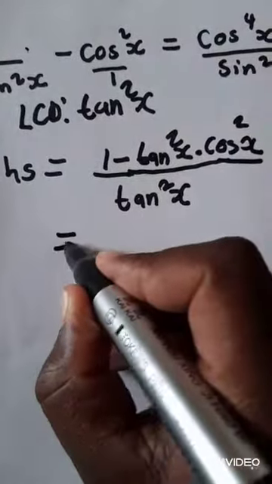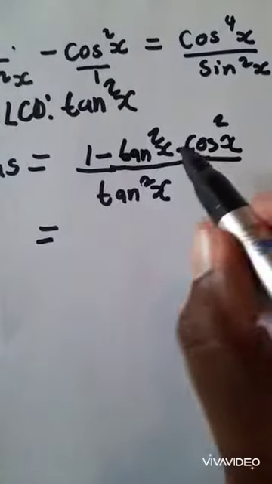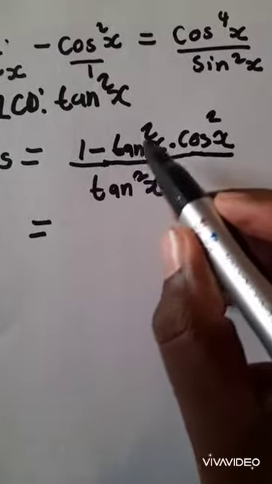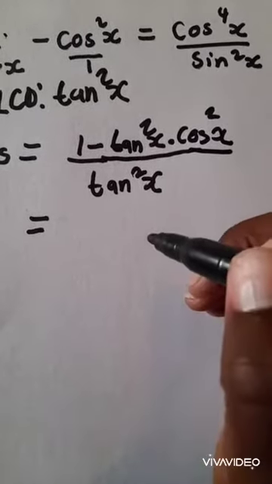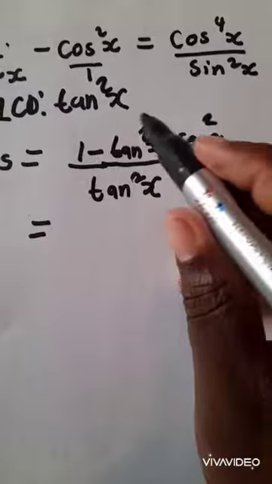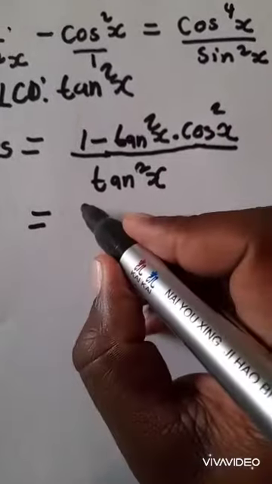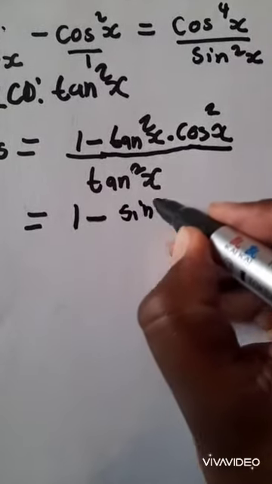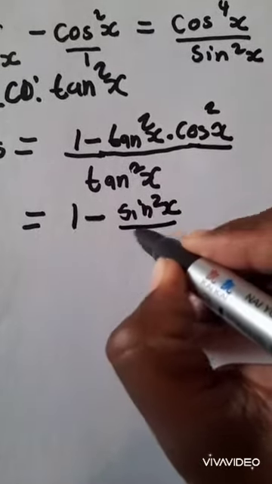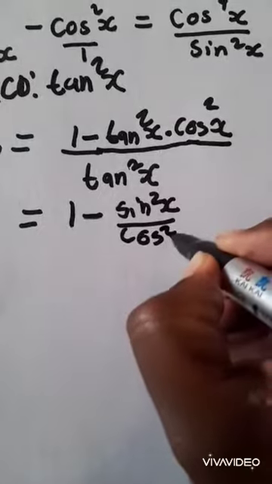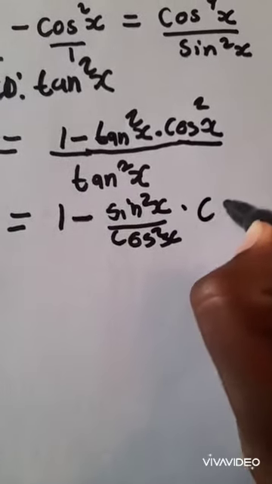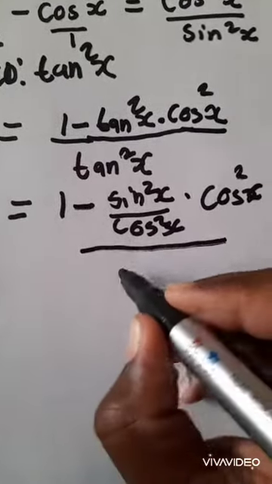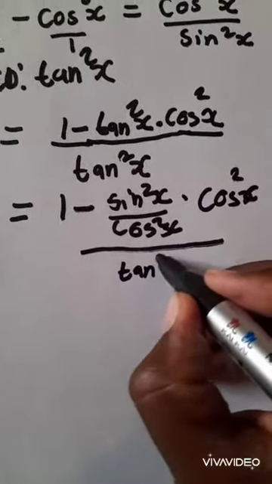Second step. We can see a multiplication between these two trigonometric ratios, between tan and cos. So we can change tan. Remember that tan is a quotient identity, so it will be sine squared x divided by cos squared x, multiplied by cos squared x. Don't forget to put your denominator there, tan squared x.